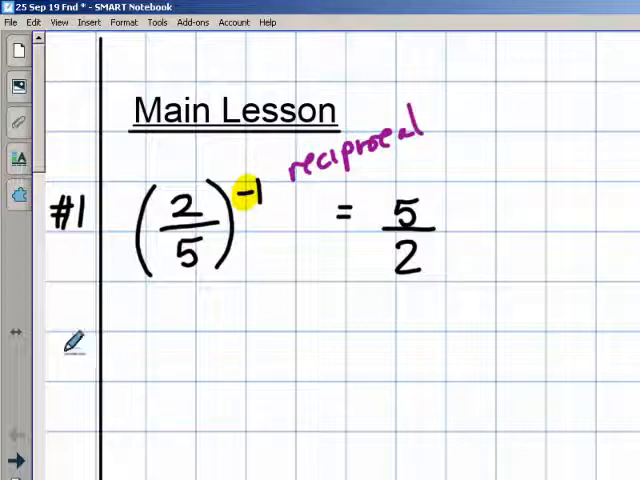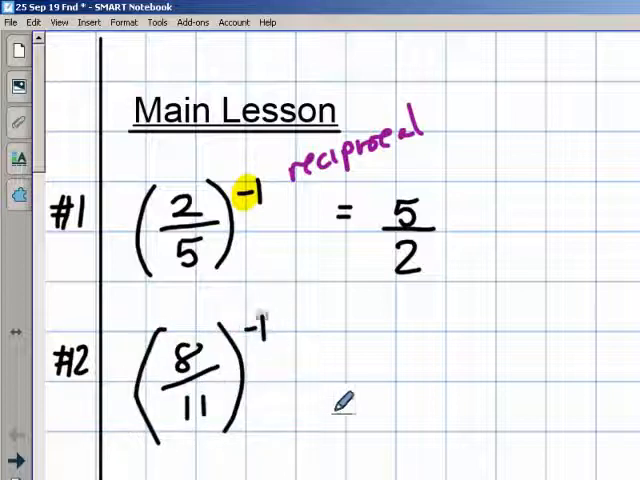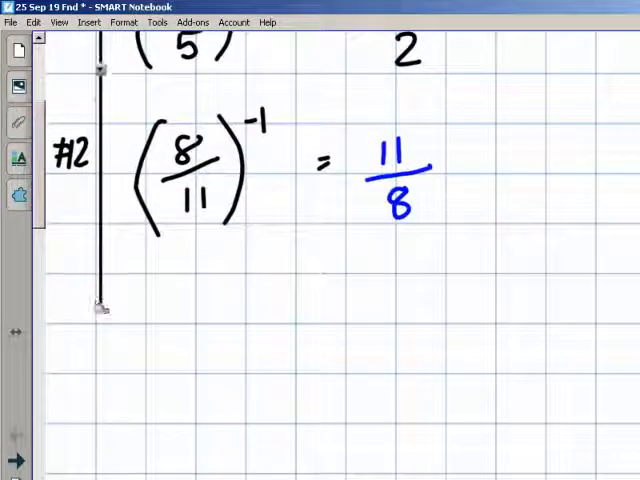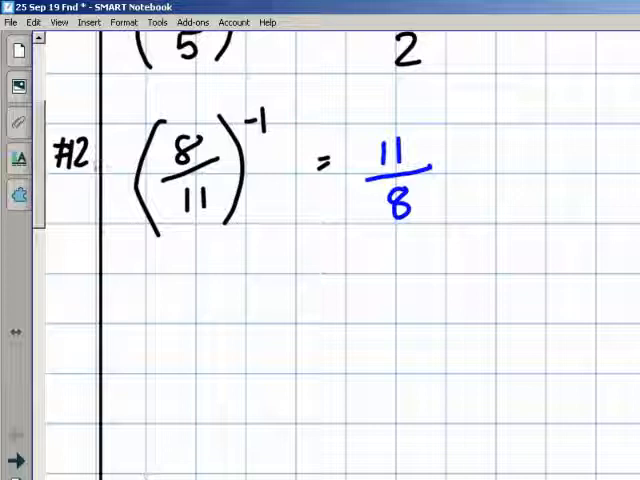Let's go through that again. Example 2. 8 over 11, all to the power of minus 1. It's simplicity itself. You just turn that fraction upside down. But what happens if it's not so easy to turn the fraction upside down? Here we go. I'll give you an example of one that's not so easy.